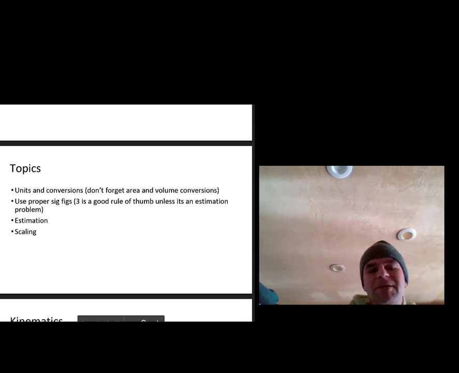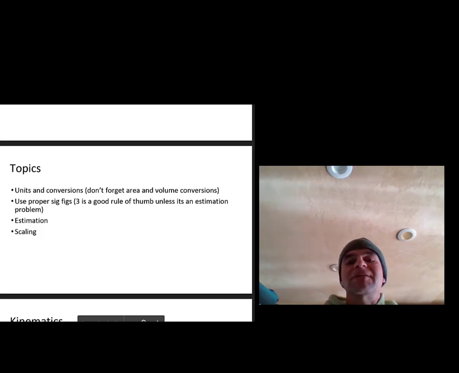So I'm going to go through the topics that we've had this semester. One of those is scaling, but we did talk about units and conversions, and one of the key things here is making sure you remember how to do area and volumetric conversions. How many cubic meters in a cubic centimeter? Those are often the hardest ones to convert because you have to do either a square or a cube to go from linear to area or volume conversions.